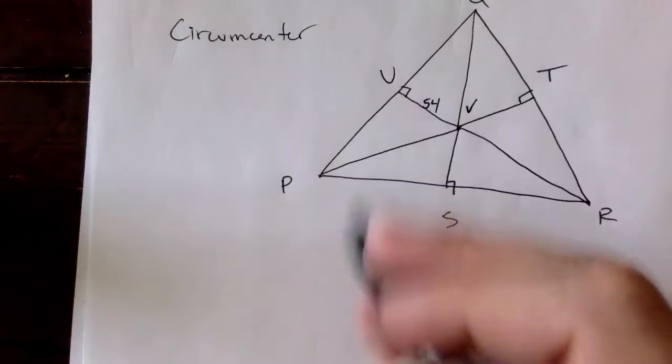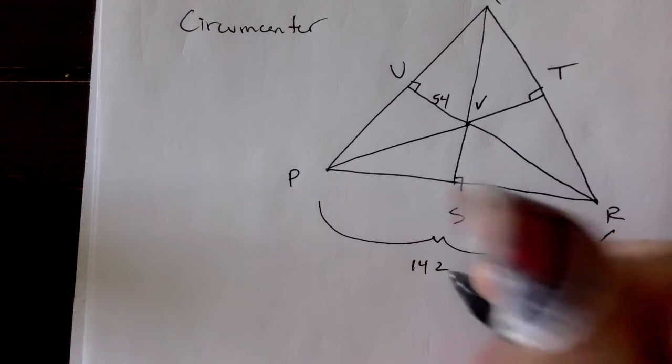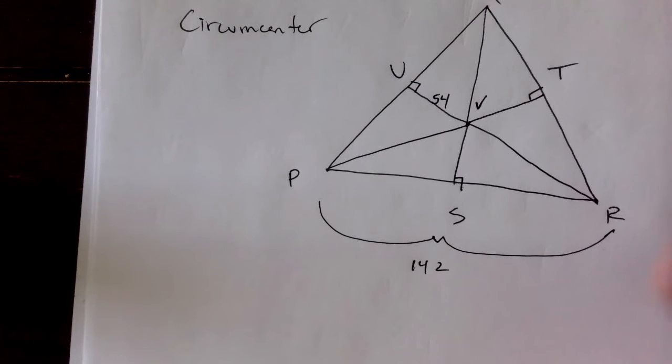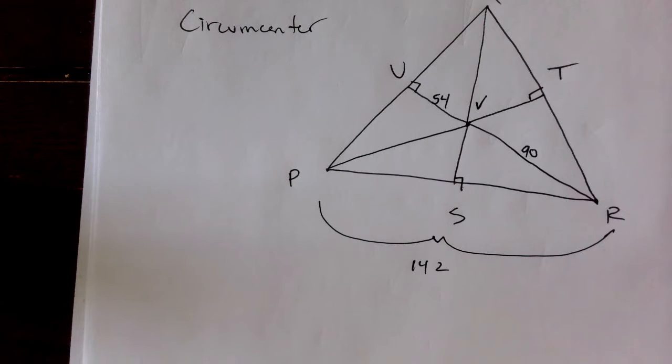PR, so from here to here is 142. And RV, which is right here, is 90. Okay, so let's talk about a few of the things we know about circumcenter.